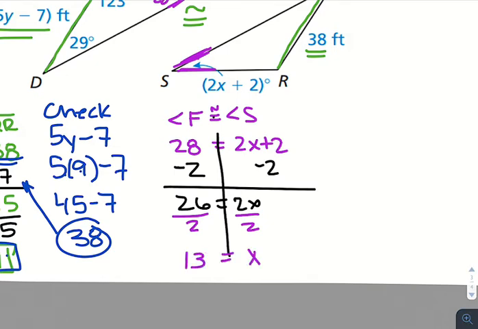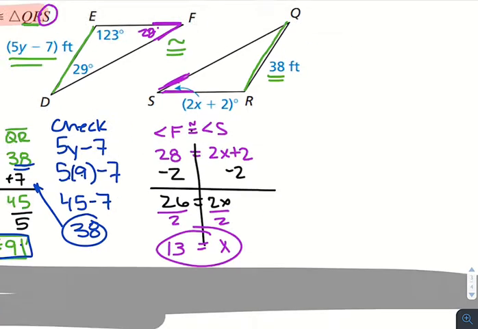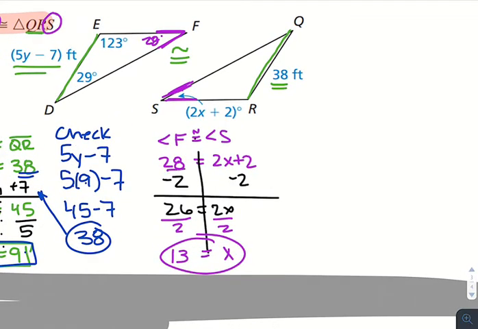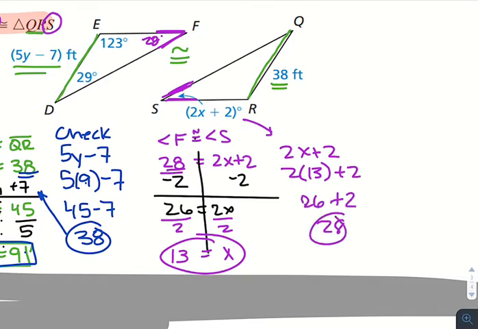Now we should test it again because we know 28 is the total that we have to hit. If we bring in the 2x plus 2 expression, substitute the 13 for the x, 2 times 13 is 26, plus 2 gives us 28, and so we know that we hit the total because both angles are 28.